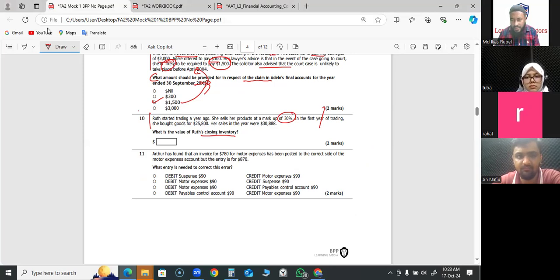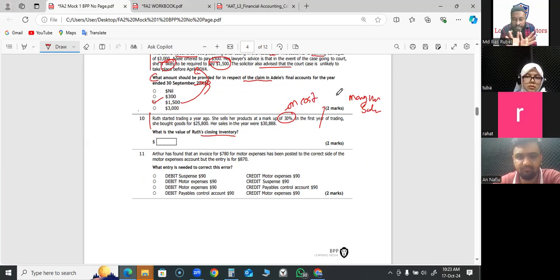Markup and margin. Markup is a profit. Margin is also a profit. Markup is applied on cost, and margin is applied on sales. A profit margin is applied on sales, while a profit markup is applied on cost.